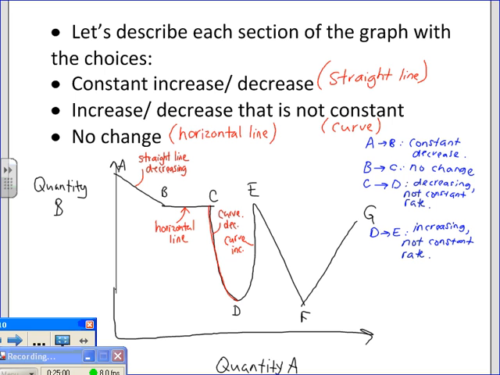In fact, if I look at it, it looks like the steepest part of that curve is at the top, and so that rate is increasing or accelerating as I go up the curve. Let's look at E to F. From E to F, I have a straight line.